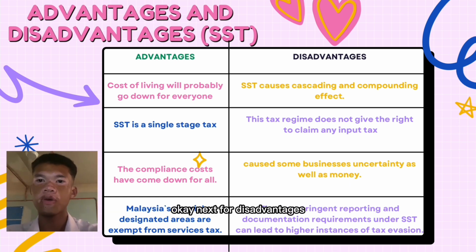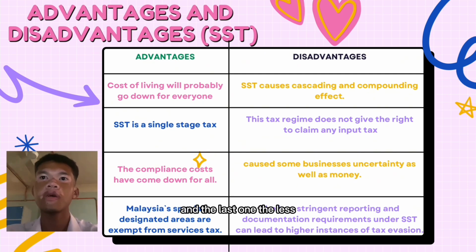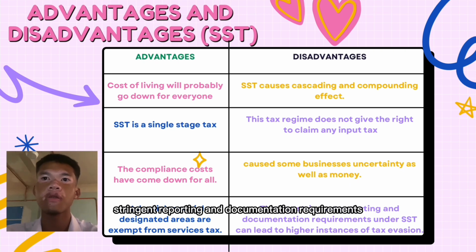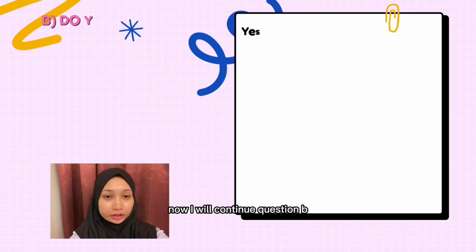Okay, next for the disadvantages. For the first one, SST causes a cascading and compounding effect. For the second, this tax regime does not give the right to claim any input tax. The third causes some business uncertainty as well. And the last one, the less stringent reporting and documentation requirements under SST can lead to higher instances of tax evasion. Now I will continue with question B.